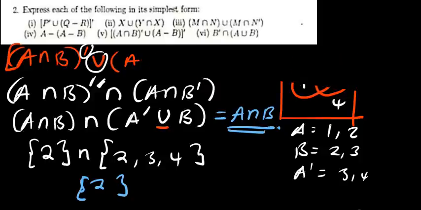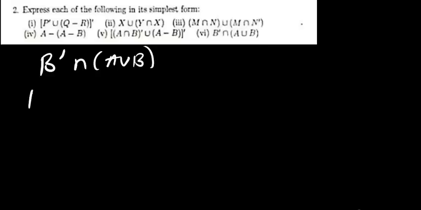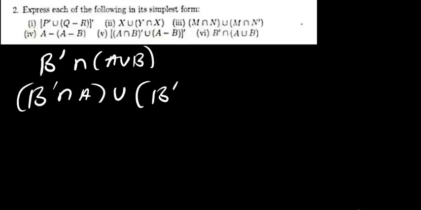Okay, now try to do the last one. Try to pause the video and then try to solve it. Then you compare with the answer that I'm going to find. B complement intersected with A union B. Let's see. So the best thing is, let us first distribute this. So B complement intersected with A, union then B complement again intersected with B.